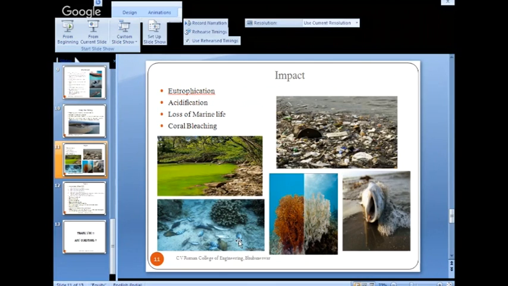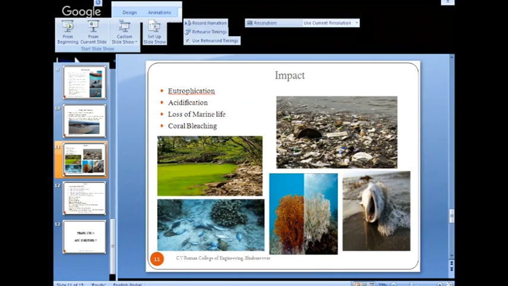Then acidification, as I've already discussed in the previous slide, is increasing the acidity of the water bodies. Ultimately it decreases the metabolic rate of the life forms present in the marine. And you can see the corals here. So here is what is happening. This phenomenon is called coral bleaching.